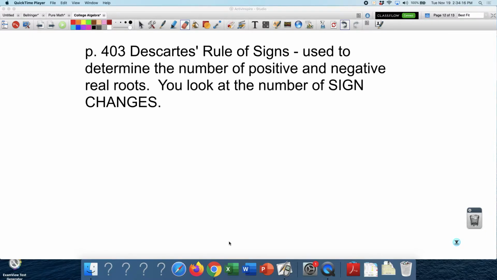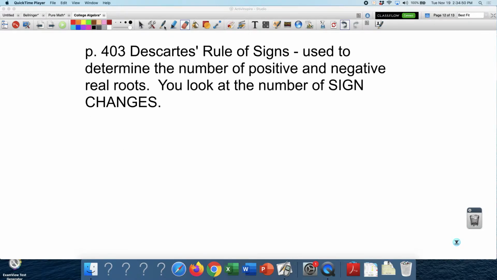So when you're doing that remainder theorem and you're storing all the answers and checking, if you know that there are no positive real roots, you don't have to check the positive answers. Or if you know there are no negative real roots, you don't have to check the negative answers. So that's what this is applicable for. And the main thing you do is you look for the number of sign changes. So it's very, very simple, especially the positive ones.